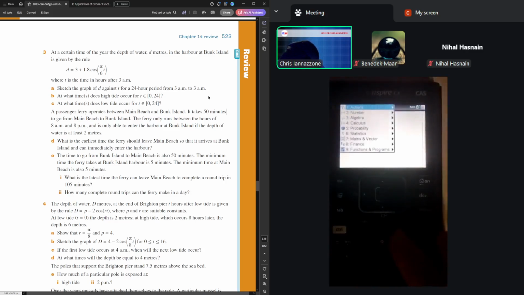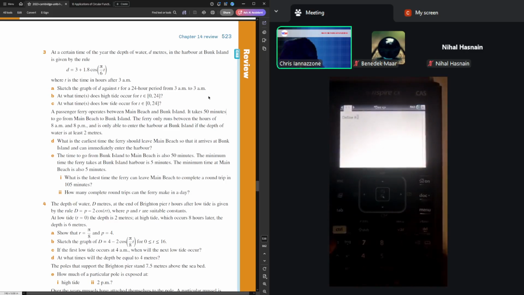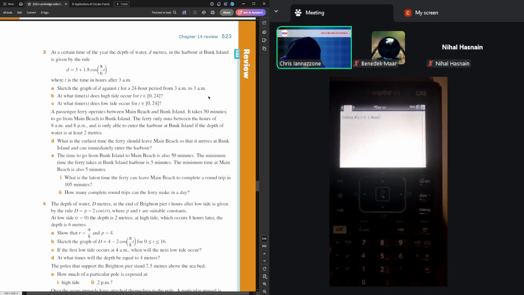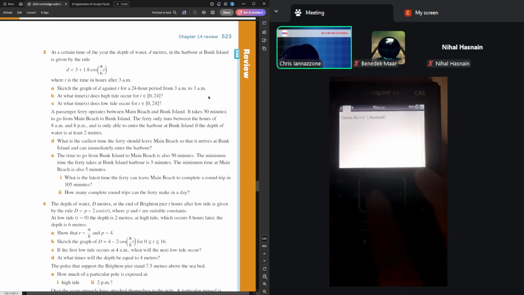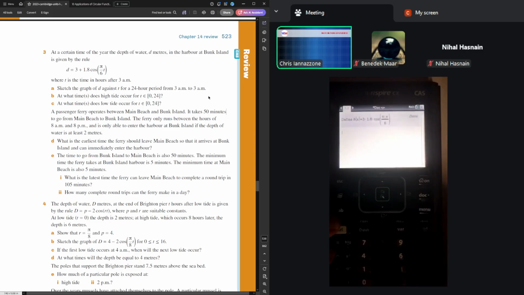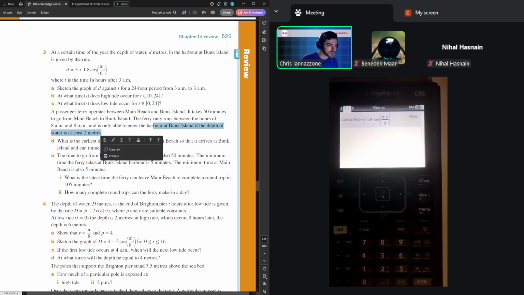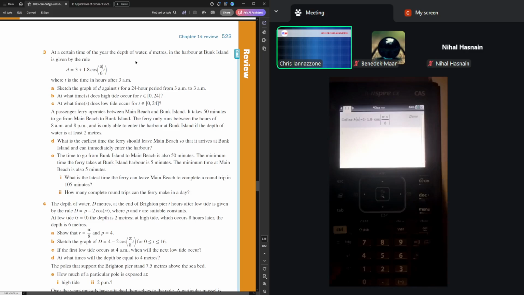We'll get some definitions going. Okay, function is equal to 3 plus 1.8 cos of pi on 6x. Okay. So one of the key things we need here is to make sure that it can enter the harbour. It can only enter the harbour if the depth is at least 2 meters. So let's figure out bare minimum, when is it 2 meters? Make the function equal to 2, comma x.